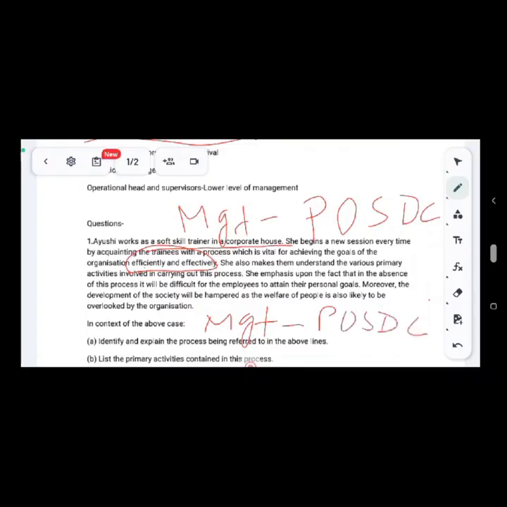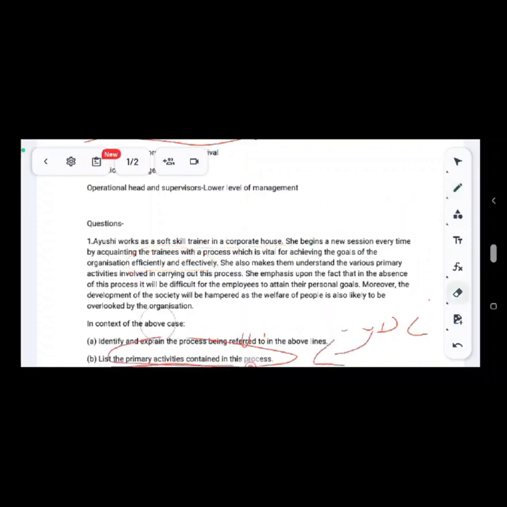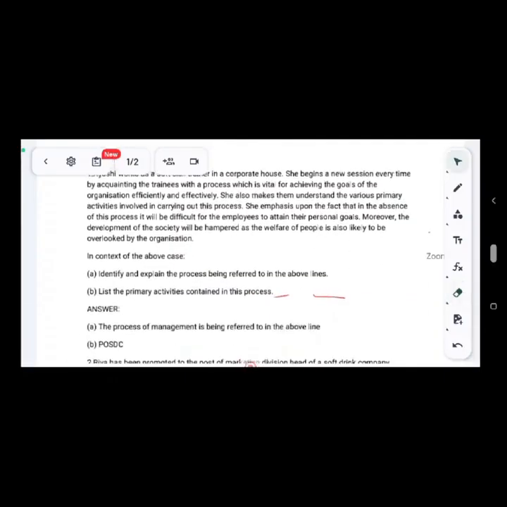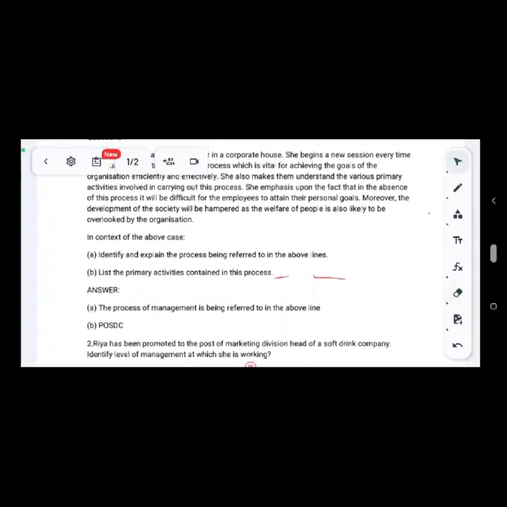The second question is to list the primary activities. The activities are POSDC: planning, organizing, staffing, directing, and controlling. Hope you understood this question and how to apply the keywords to case studies and solve the problem. Next question: Ria has been promoted to the post of marketing division head of a soft drink company. Identify the level of management.